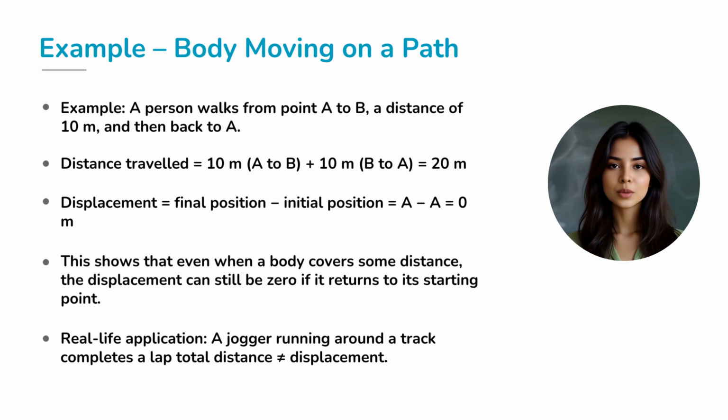A person walks from point A to point B, a distance of 10 meters, and then walks back to A. So what's the distance? It's 10 meters to go and 10 meters to return, so 20 meters. Now, what's the displacement? Since the person ends up where they started, the initial and final positions are the same. That means displacement equals 0 meters. This shows how motion can cover real ground, but still result in zero displacement, like when you walk in a circle or run a lap around a track.